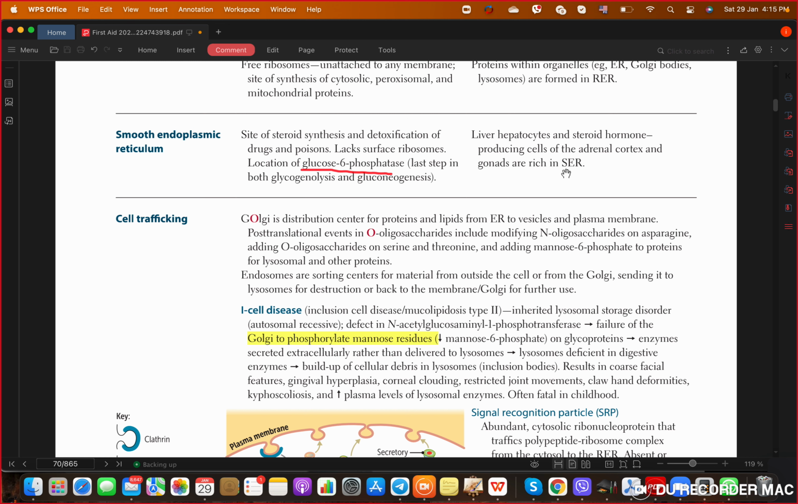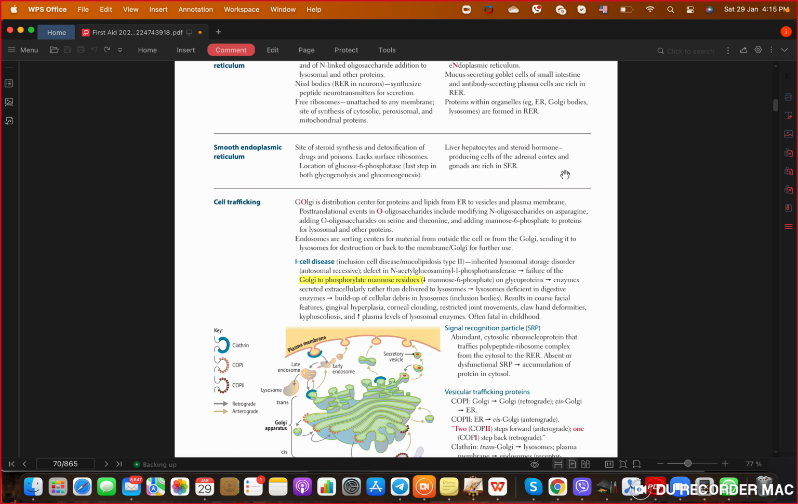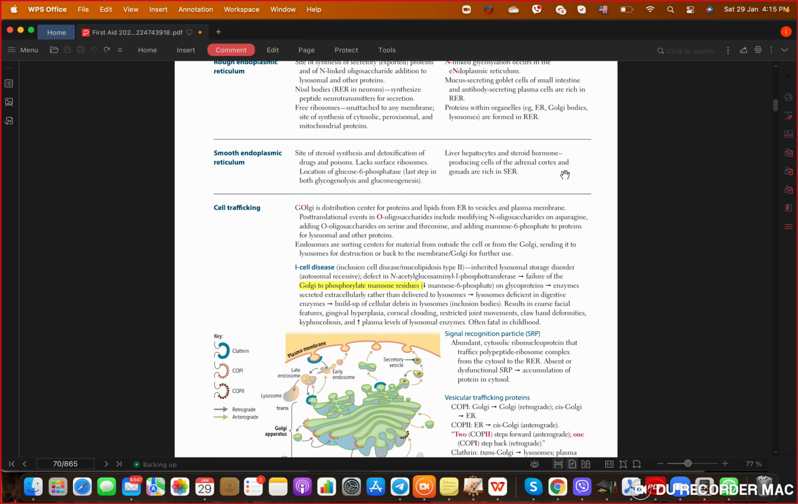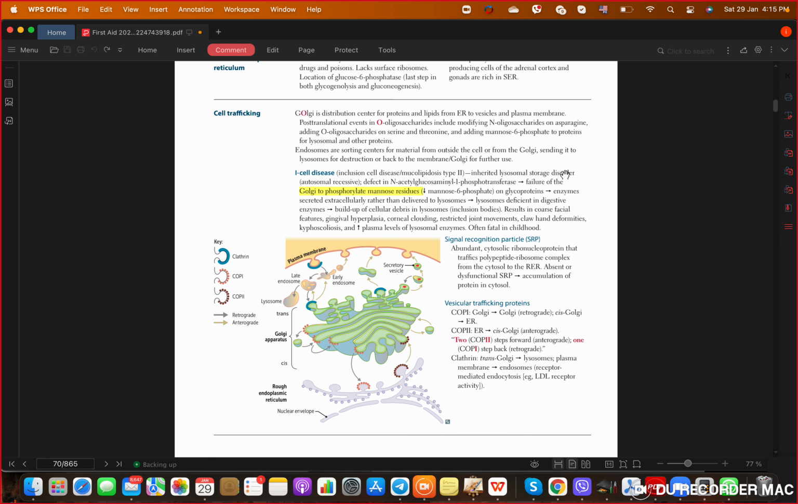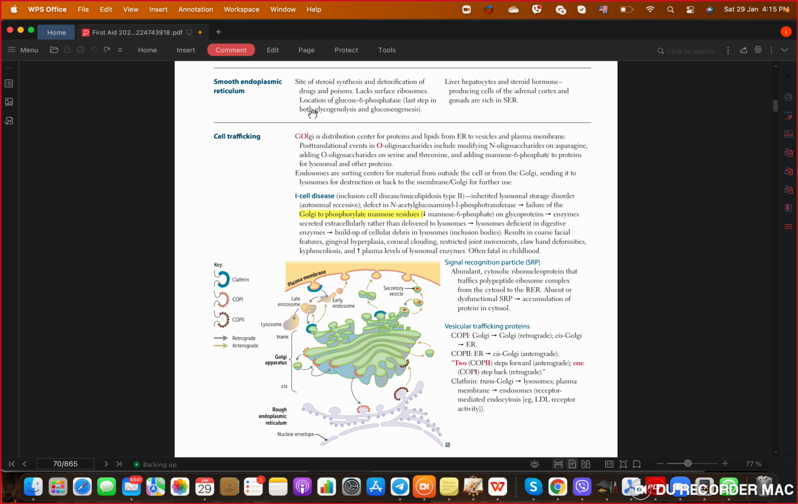What about the gonads? They make testosterone, or estrogen, or progesterone. These are sex hormones which also contain steroid in them. Okay. So far we finished with the rough and the smooth endoplasmic reticulum. Do not forget that the smooth endoplasmic reticulum is also responsible for the process of detoxification, especially for ethanol, okay?